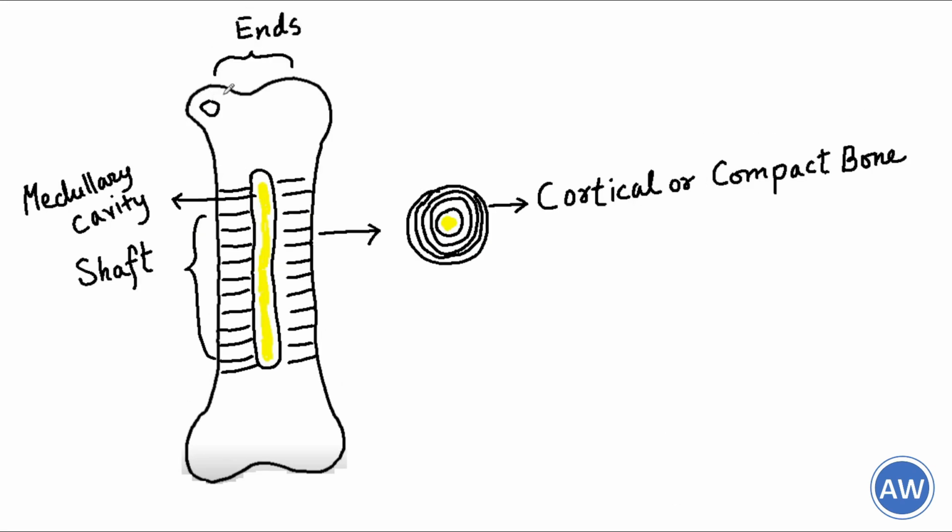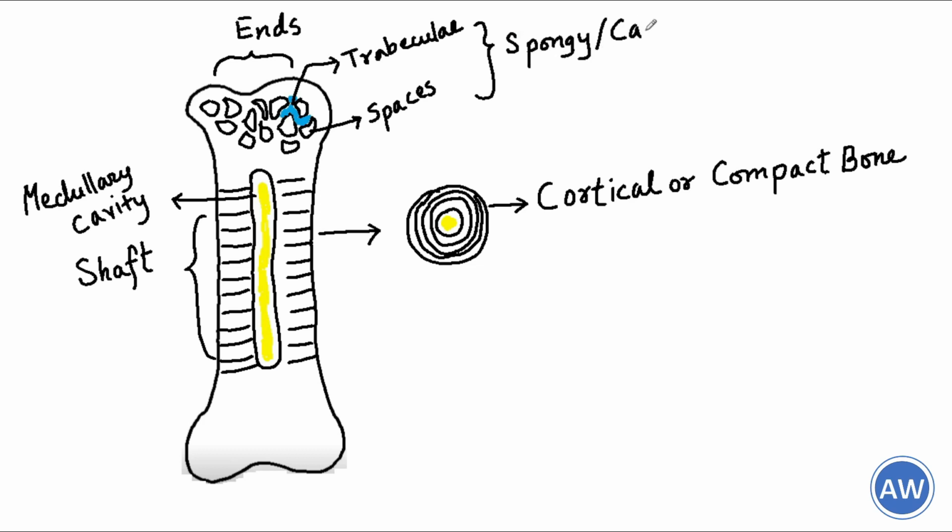Moving towards the end, this area has bony tissue with spaces inside them. The walls of these spaces are made up of thin plates of bone called the trabeculae. The whole arrangement over here appears like a sponge and is therefore called the spongy or the cancellous or the trabecular bone.